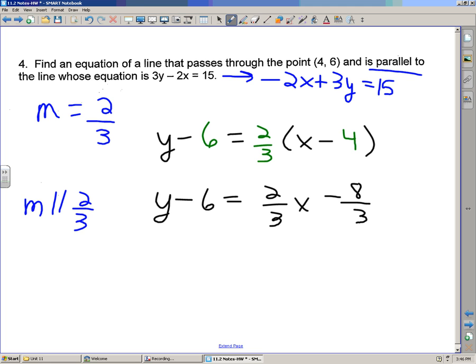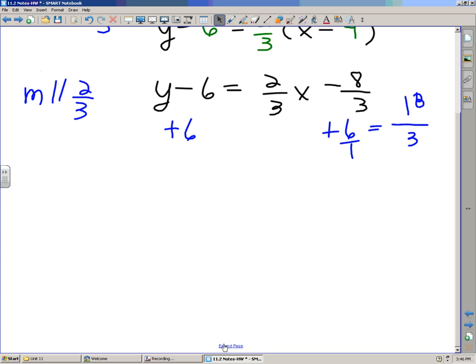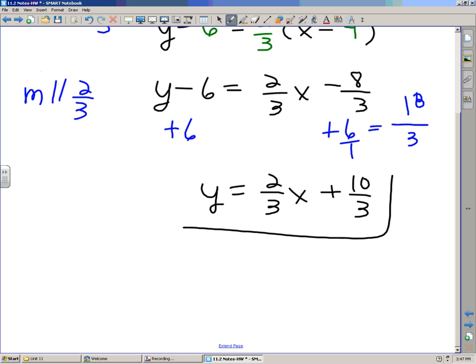And we're dealing again with these fractions. So if we add 6 to both sides, remember 6 as a fraction in terms of thirds is equivalent to, in this case, 18/3. So your equation, when you finish it up with simplifying, is y equals 2/3 x, negative 8 plus 18, plus 10/3.